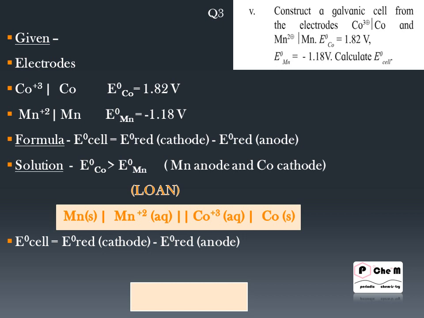Now let's plug the values in the equation. 1.82 volt minus (minus 1.18 volts), and we get our final answer as 3.0 volts, which is the standard cell potential for this reaction. So even if the cell representation is not given, we can construct the cell by using the standard reduction potentials. We can decide which is going to be an anode electrode, which is going to be a cathode electrode, and then we can find the cell potential for that reaction and also determine its spontaneity.